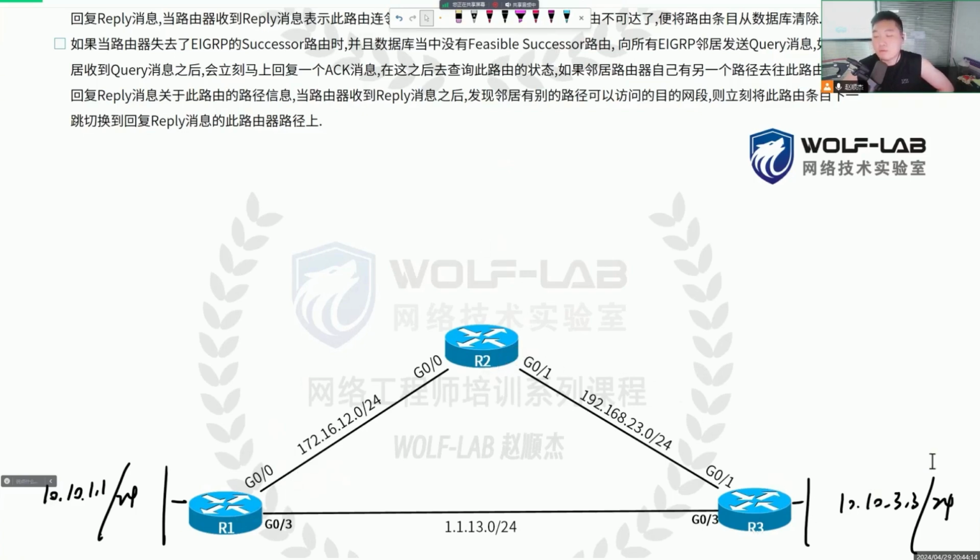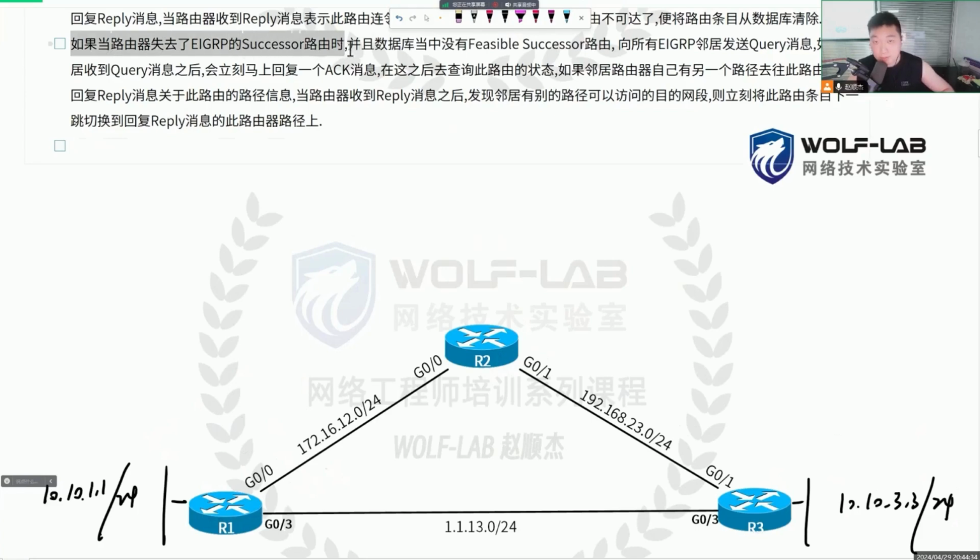The second situation is that our neighboring router has its own set of paths. There is another path to access our routing entry, to access such a network segment. Then we can directly switch to our neighbor's path and take its path to access the destination network segment. This routing entry can still be used.